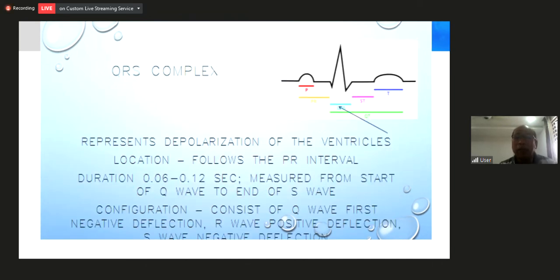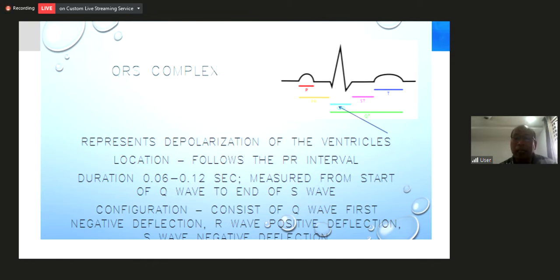And then this is the QRS complex. The negatives are the Q, the positives are the R, and after the R is always the T wave. The QRS represents depolarization of the ventricle, with an interval duration of 0.06.